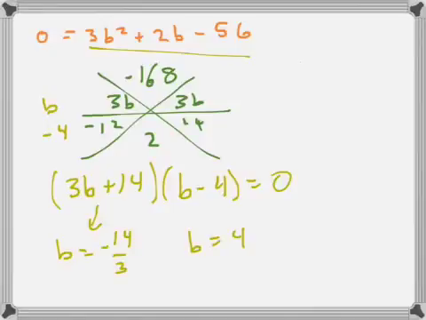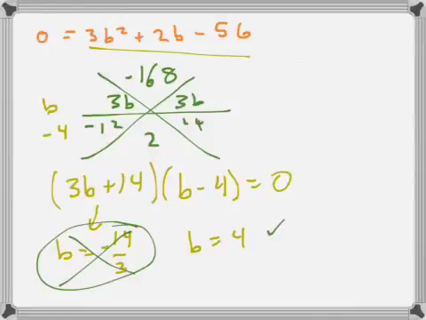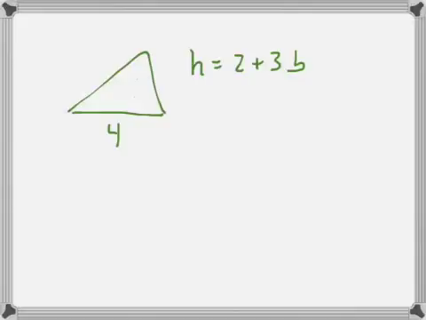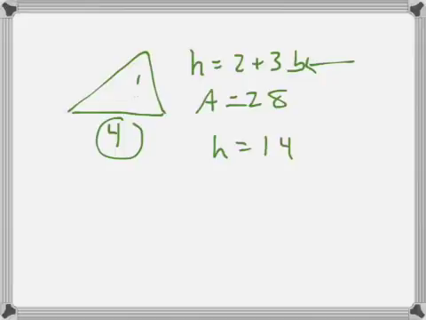So I have two options. Either my base is negative 14 over 3, which makes absolutely no sense. Or the base is going to be 4. And lastly, let's just check if that works. So we said that the base is 4, and we were given that the height is going to be 2 meters longer than 3 times the base. And we were also given that the area was going to be 28. So if the base was 4, if I put 4 in for that b, I got that the height is 14. So what's the area of a triangle with base of 4 and height of 14?